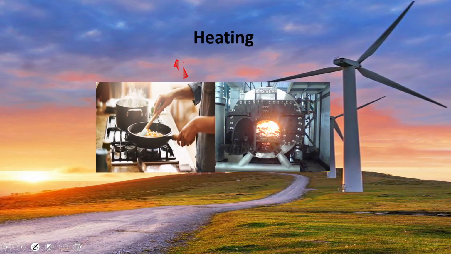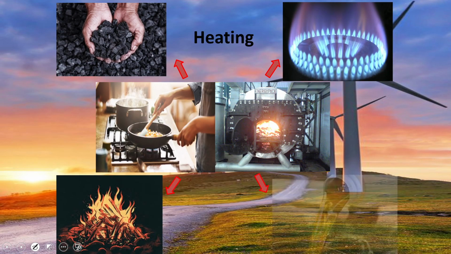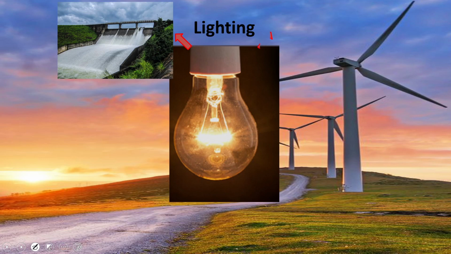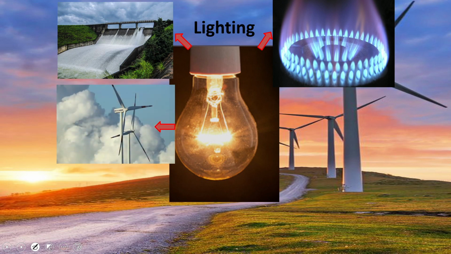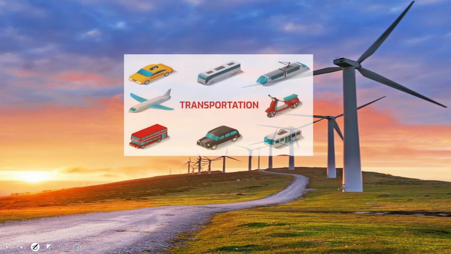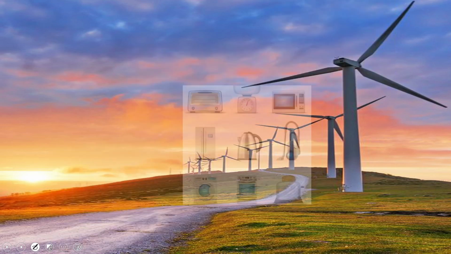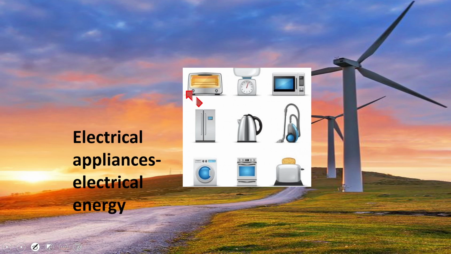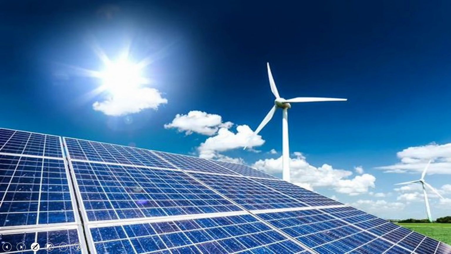Besides that, for cooking and heating we also need energy that comes from coal, natural gas, wood and petroleum. And next is for lightning, we need electricity, and that electricity is generated from hydropower, hydroelectricity, gas and wind energy, coal and petroleum. They all generate electricity. And for transportation, fuel is required. That mainly comes from petroleum and gas. And for your electrical appliances, electricity is required. And where does that electricity come from? It comes from water energy, wind energy, coal energy, and also solar energy.